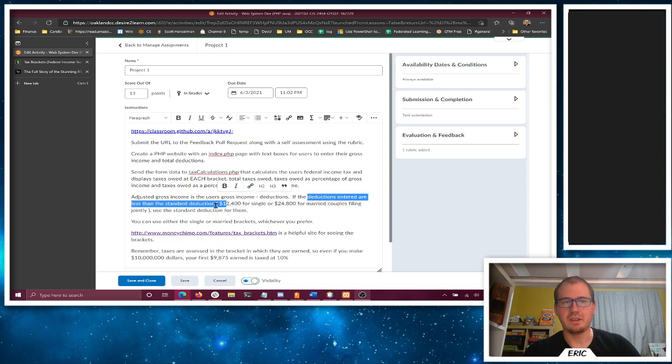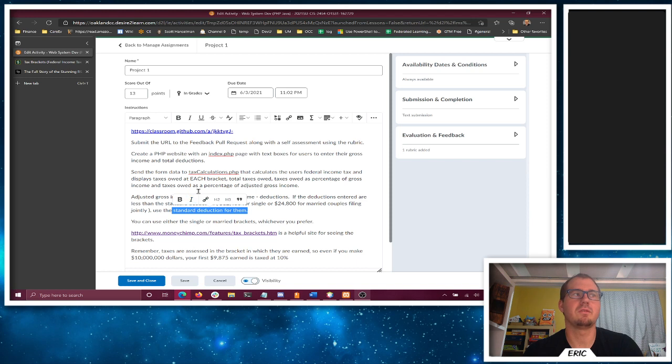If what they entered is less than the standard deduction, which is $12,400 for single or $24,800 for married couples, make sure you use the standard deduction for them, right? So they're going to get the larger deduction, whether or not it's their itemized deductions or the standard. And then you can use either the single or married brackets, whichever you prefer.